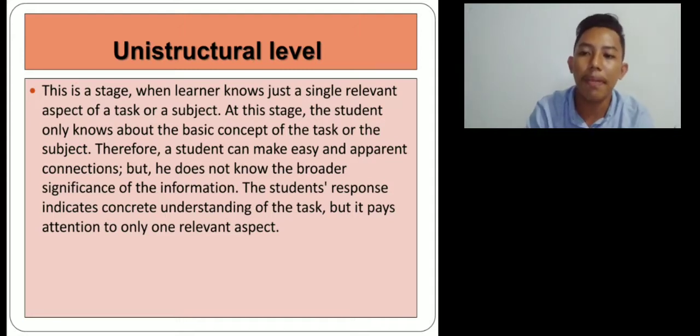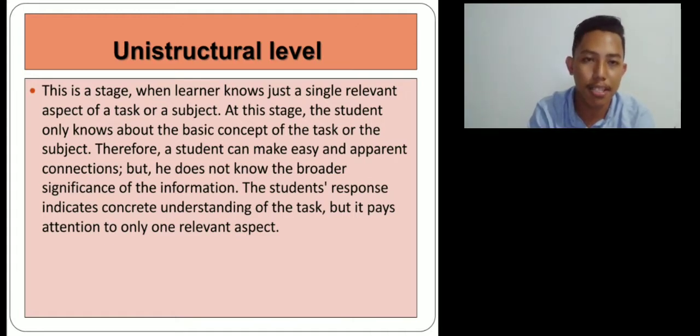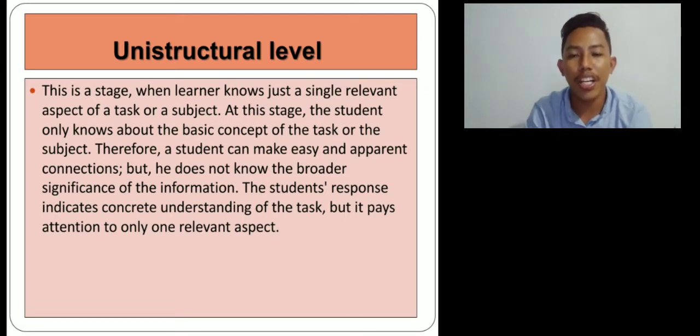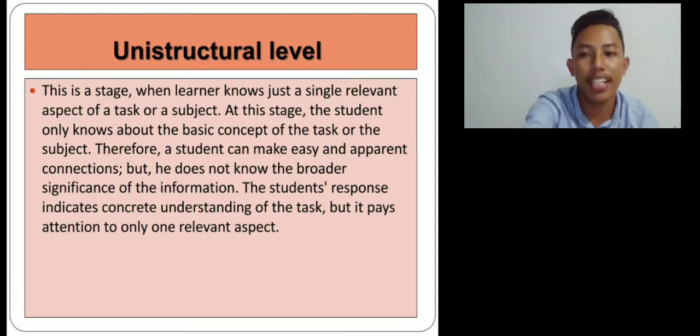The student's response indicates concrete understanding of the task, but it pays attention to only one relevant aspect. So, unistructural, uni means one. Here the student only knows about the basic concept of the task or the subject. They only focus on one thing, paying attention to only one relevant aspect.